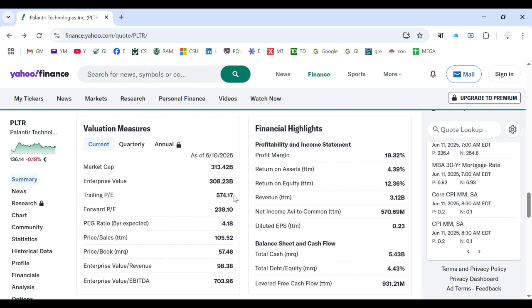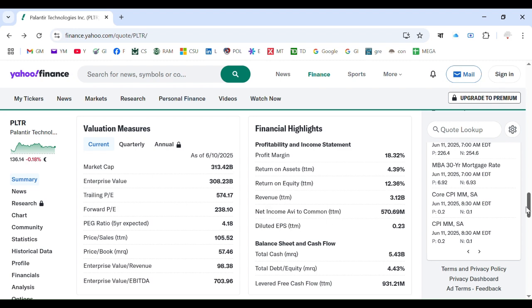So what about forward P/E? Forward P/E is 238.10. That is also very much higher. If you want to disregard trailing P/E, why not regard forward P/E? If you consider forward P/E too, that is also higher. That is 238.10, which is much higher, right? So this is a really bad scenario for this stock.